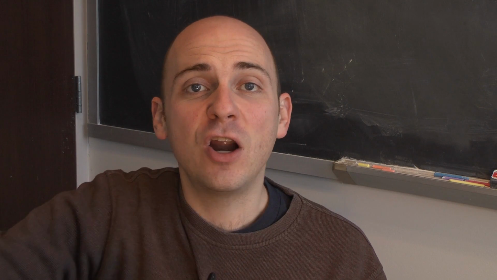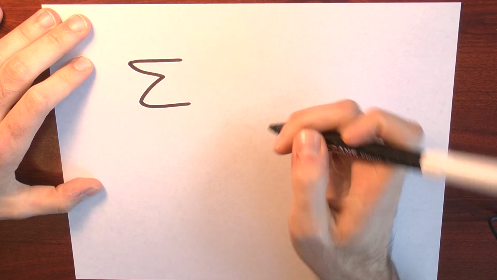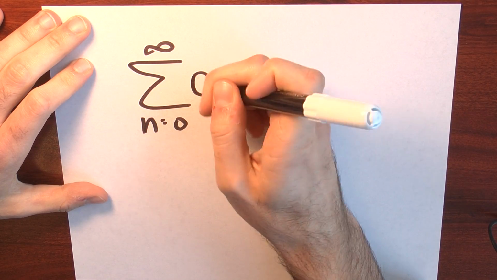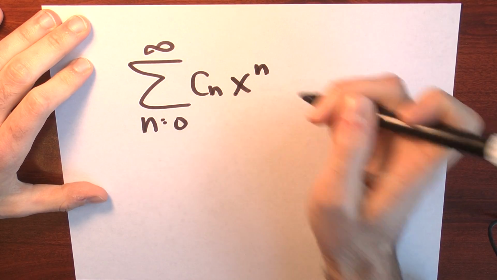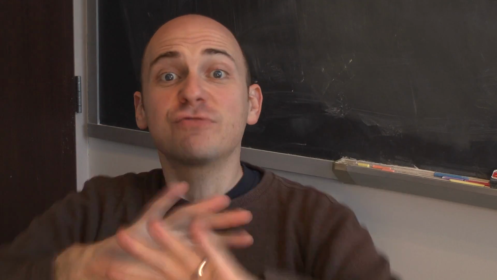Well, thus far, we've been considering power series that are centered around zero. By which I mean, we've been looking at power series that look like this. The sum n goes from 0, say, to infinity of c sub n times just x to the n. But we can center our power series around some other point a.